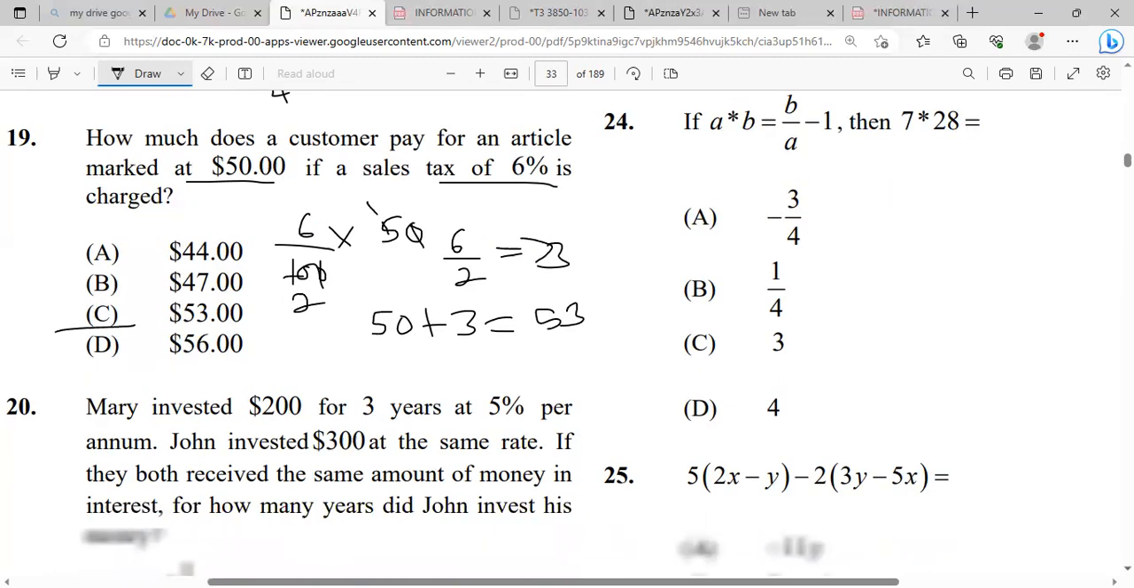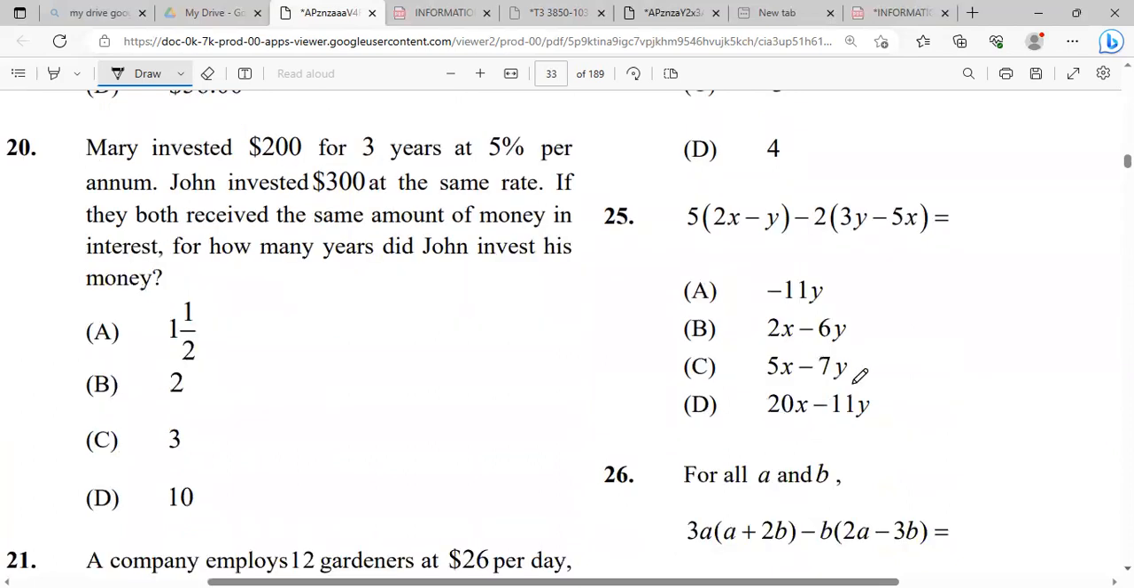All right, let's look at 20. It says Mary invested $200 for 3 years at 5% per annum. John invested $300 at the same rate. If they both receive the same amount of interest, how many years did John invest his money? So first we need to find out the simple interest for Mary. That's principal times time times rate, and of course it's out of 100 since it's percent. So we know that it's $30.